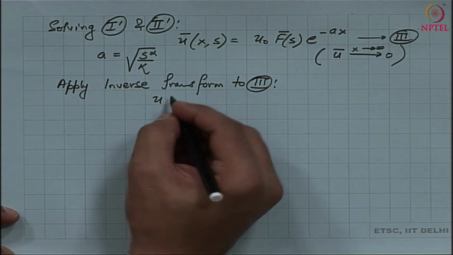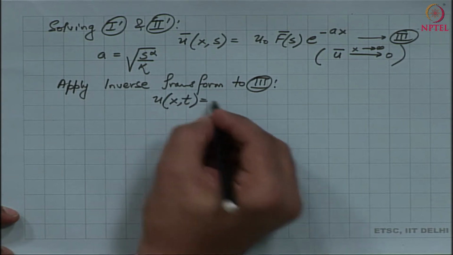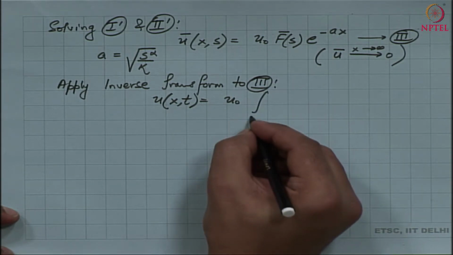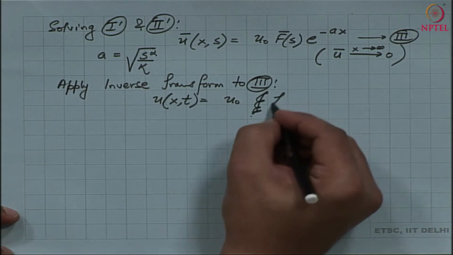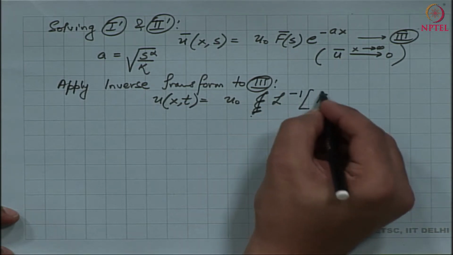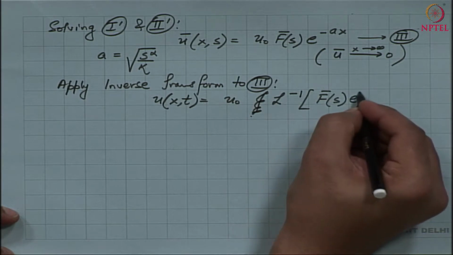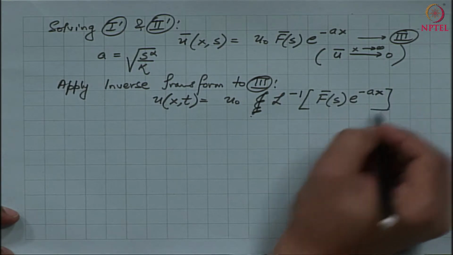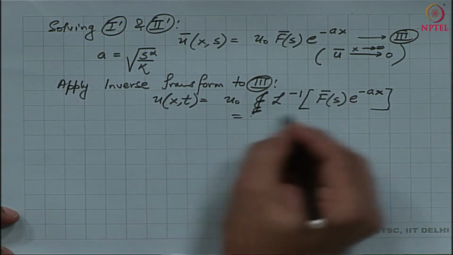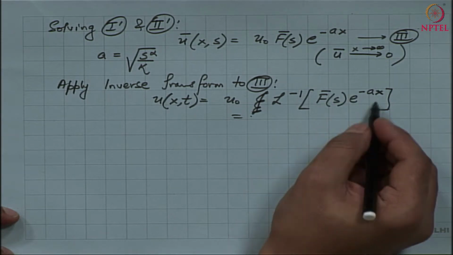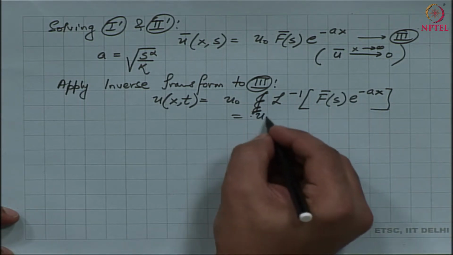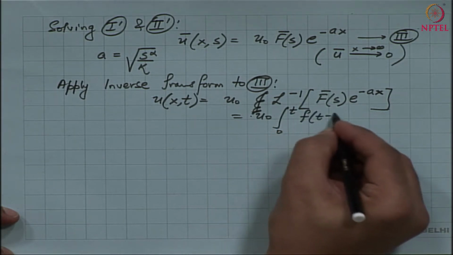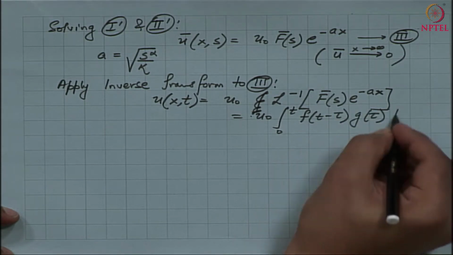So to come to the solution in the physical plane, u of x comma t is u naught times the integral of the Laplace inverse transform of f bar of s times e to the power negative a x. Okay, so that will be nothing but the inverse transform of the product of two Laplace transforms, which will give me a convolution. Convolution will be as follows. So, this is f of t minus tau, g tau d tau.